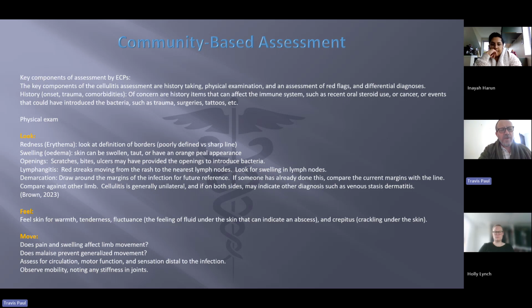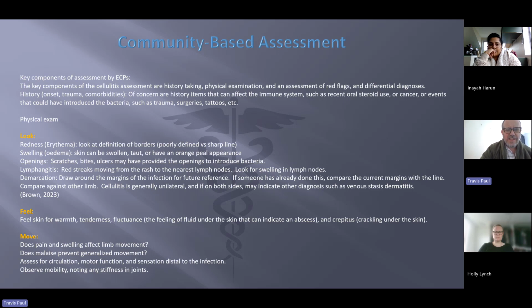In our physical exam, we always do look, feel, move. You're looking for redness. The redness, it's good to note if there's definition in the borders, if it's kind of undifferentiated versus sharp lines. Swelling, the skin can be taut, have an orange peel appearance. Looking for those scratches, those openings that could have introduced the bacteria.